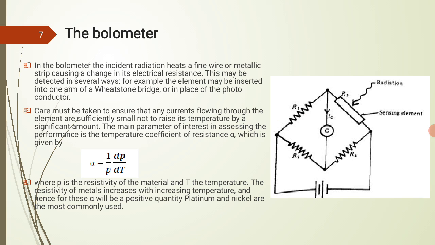The main parameter of interest in assessing the performance is the temperature coefficient of resistance alpha, which is given by alpha equals 1 by rho, d rho by dT, where rho is the resistivity of the material and T is the temperature. The resistivity of metals increases with increasing temperature, and hence alpha will be a positive quantity. Platinum and nickel are most commonly used.